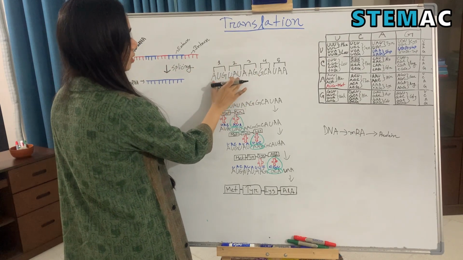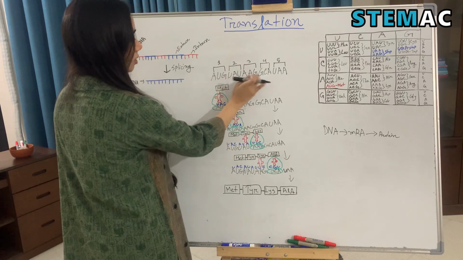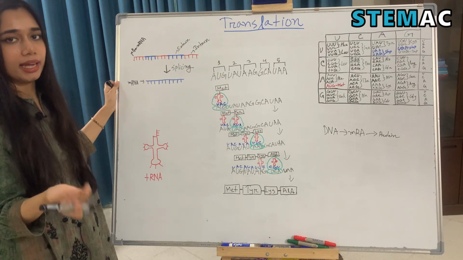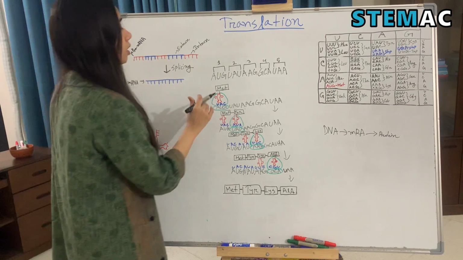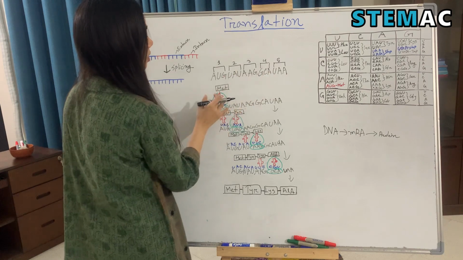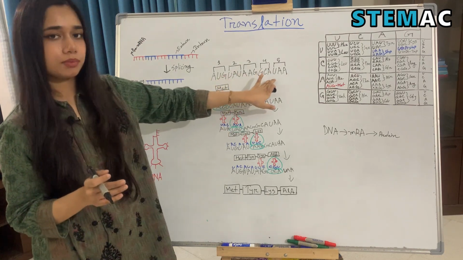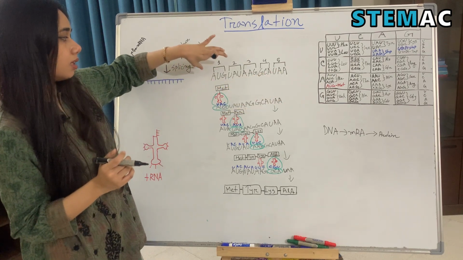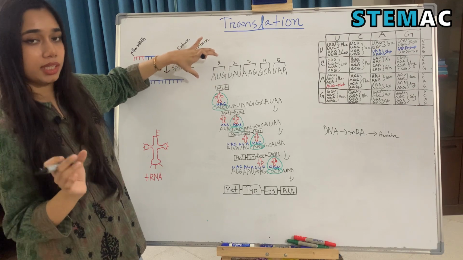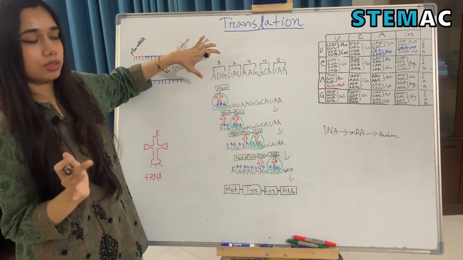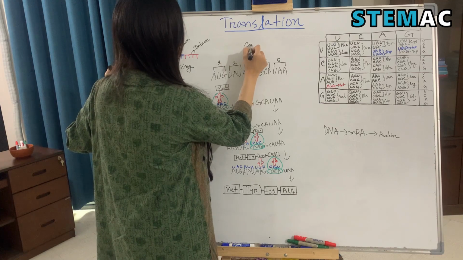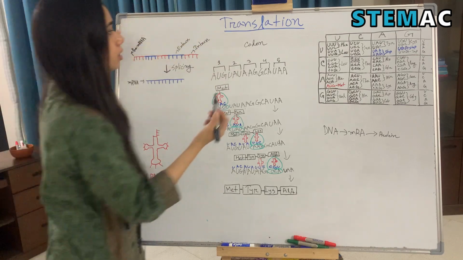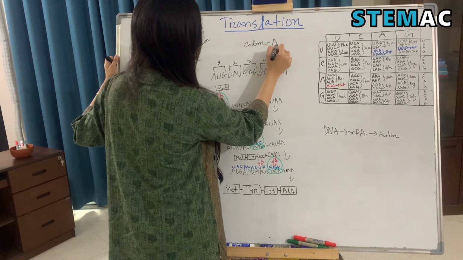Here we can see the bases of this mRNA, right? There are 4 bases in mRNA or RNA, which are adenine, uracil, guanine and cytosine. We can see that these bases are divided into triplets, right? This is one triplet, this is second, third, fourth, fifth. These triplets are called codons. They are the genetic code. And each codon will have a complementary anticodon.